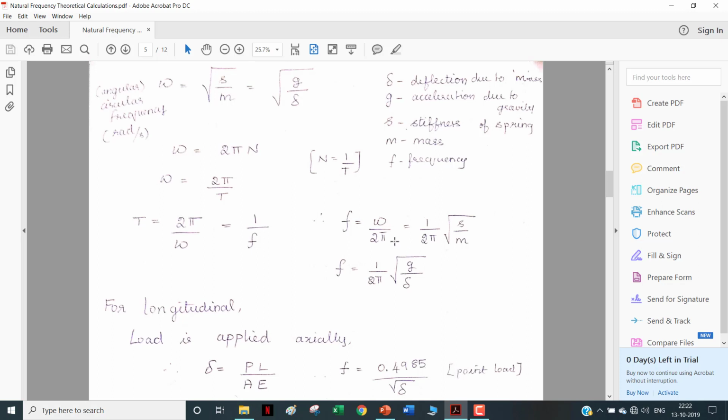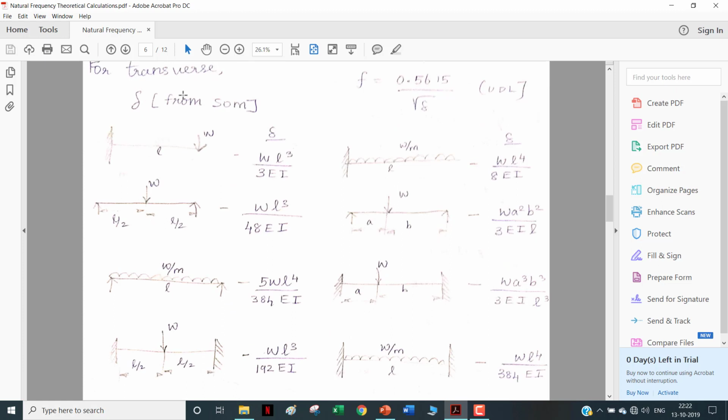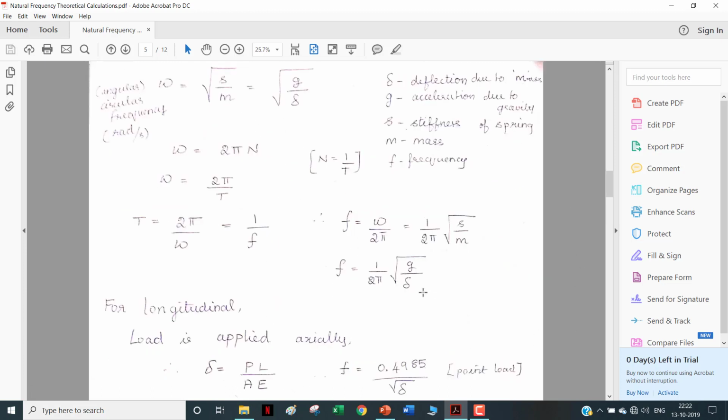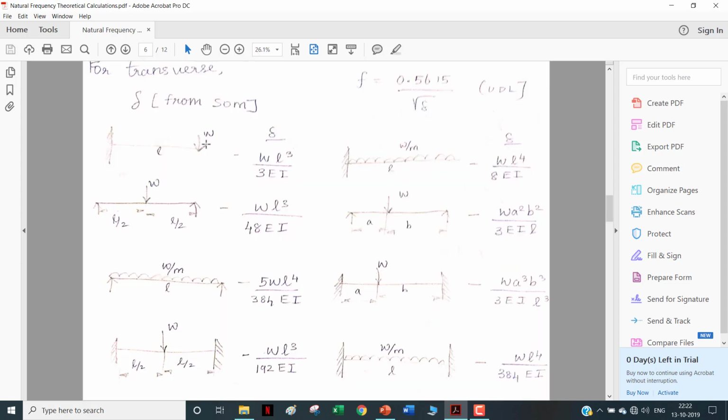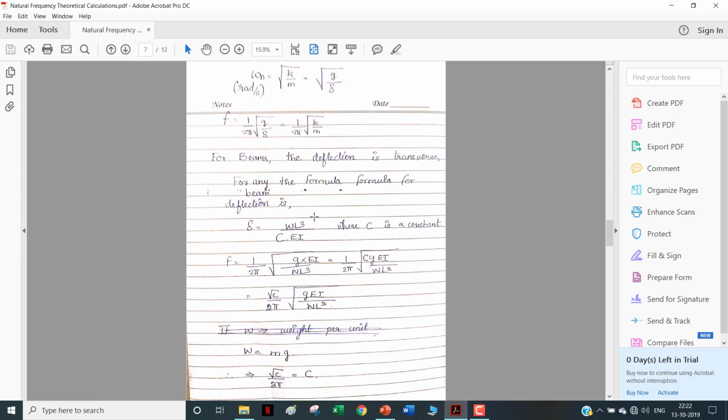You can calculate the natural frequency of an object using this formula 1 by 2 pi into root of g by del. For longitudinal vibration, this del can be replaced using the formula PL by AE. Whereas for transverse vibration, consider a cantilever beam with an endpoint load, or a simply supported beam with center point load, or with a UDL, or a fixed beam with the center point load. You have the deflection values as shown in the formulas. If you substitute these deflection values in this formula, you get the natural frequencies for transverse vibration in all these cases. So this is the introduction about the natural frequency of the given object.